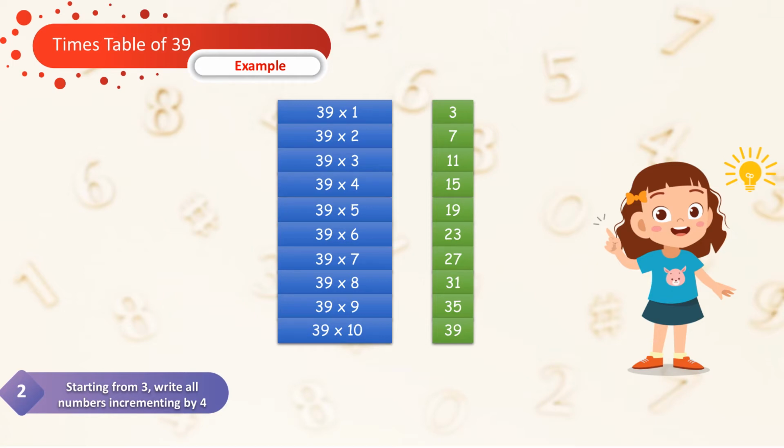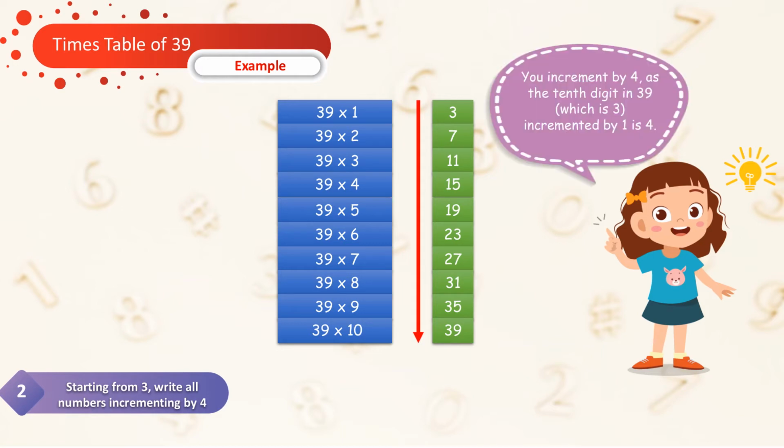Remember the order in which you need to do this. It's always from top to bottom. And you are starting with the number 3 because 3 is the 10th digit in the number 39, and you are incrementing it by 4 because 3 plus 1 is 4. So that completes our step 2. Go through this step again if you are not clear, but this is the very important step in the whole example.